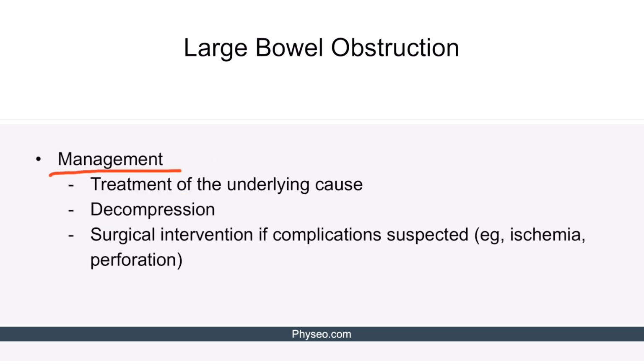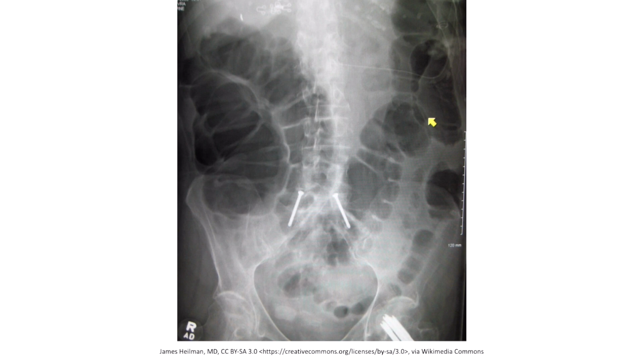Management focuses on treatment of the underlying cause. Decompression is indicated to unload bowel so as to prevent rupture. Surgical intervention is needed if there is suspicion of complications such as ischemia or perforation. Here's an abdominal x-ray of a patient with large bowel obstruction. We can clearly see the dilated large bowel loops suggesting obstruction.